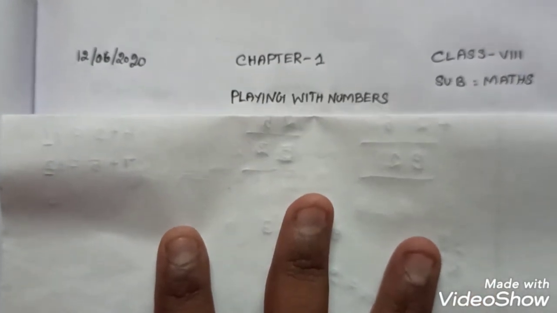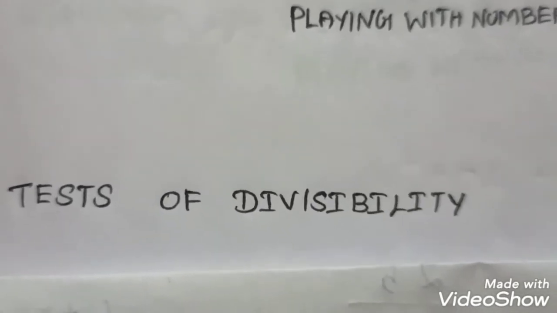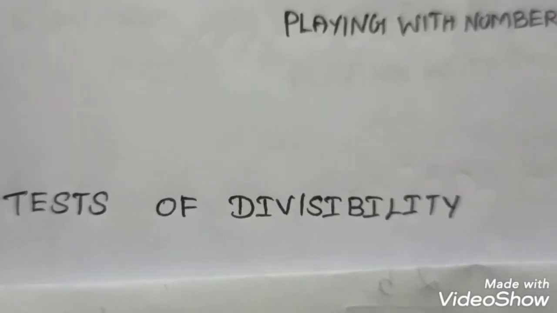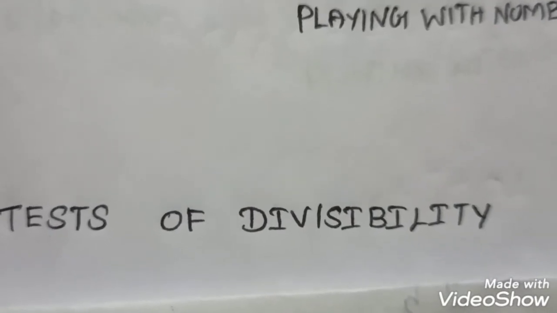In the last class we saw Unit Chapter 1, Playing with Numbers. In that chapter we saw the replacement of alphanumerals, where we find numbers instead of letters. Today, in the same chapter, Playing with Numbers, we will see the tests of divisibility, that is, the rules for divisibility by 2, 3, 5, 9 and 10. One by one we will see the divisibility rules for 2, 3, 5, 9 and 10.